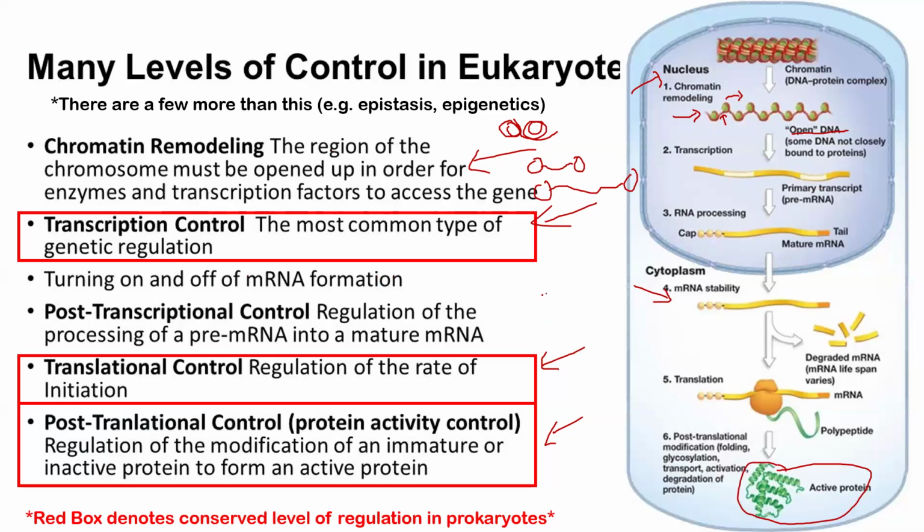There is post-transcriptional control. Post-transcriptional control typically is in the form of processing the pre-mRNA. So this is the removing of introns after transcription. After transcription, you have to remove the introns to have solely an mRNA transcript which contains exons.